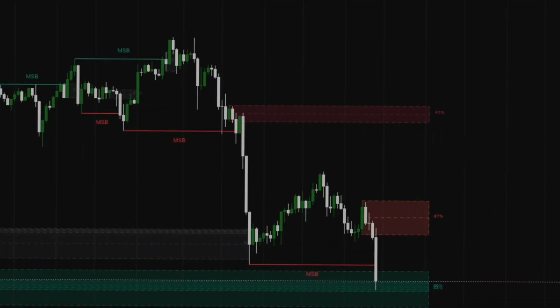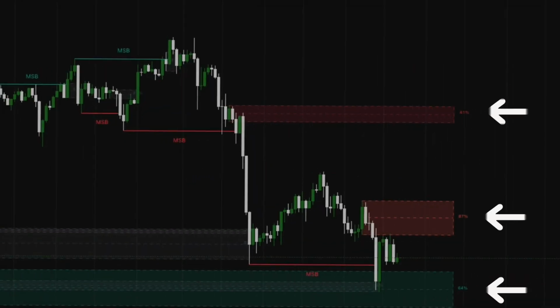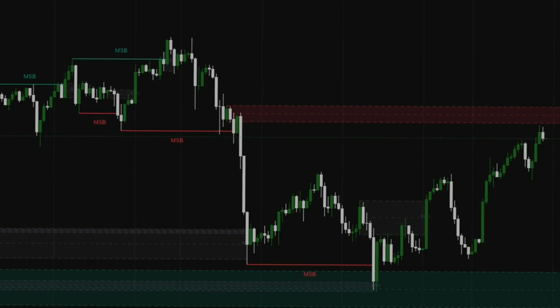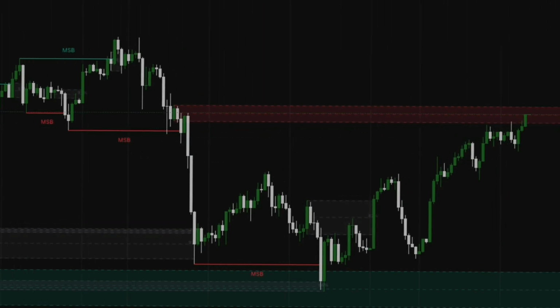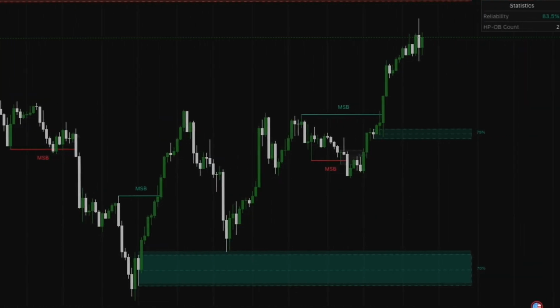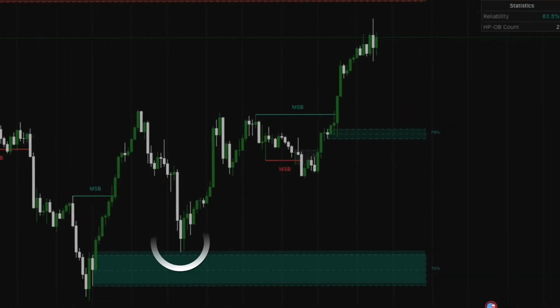On top of that, the indicator automatically detects order blocks and plots them directly on your chart. Each order block comes with a clearly defined zone and a point of control, so you're not guessing where institutions likely entered or defended price. Even more importantly, the script highlights high probability order blocks, meaning zones that formed with strong impulse and clean displacement. These are the areas that tend to hold far more consistently than random supply and demand zones.